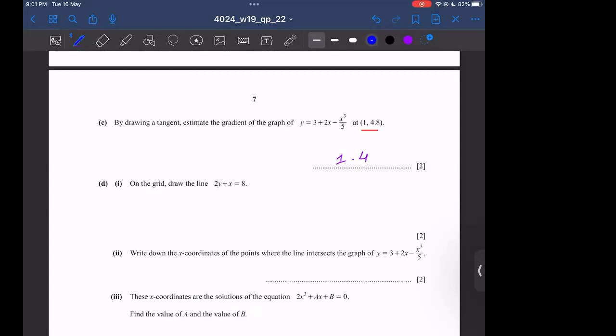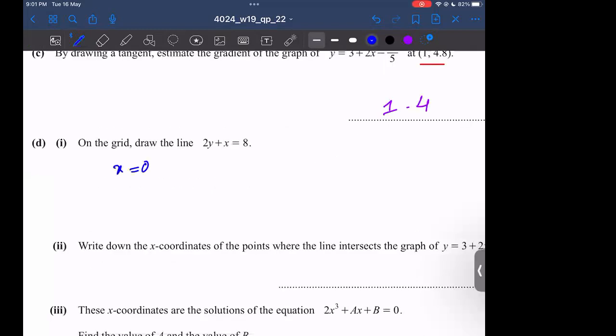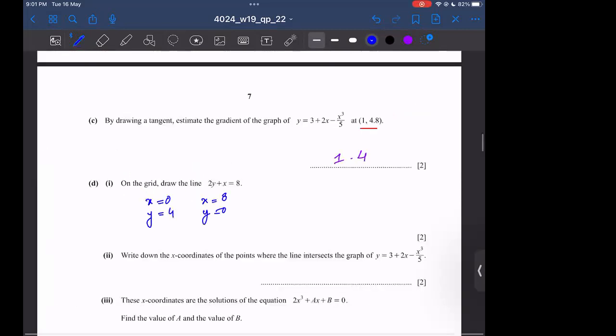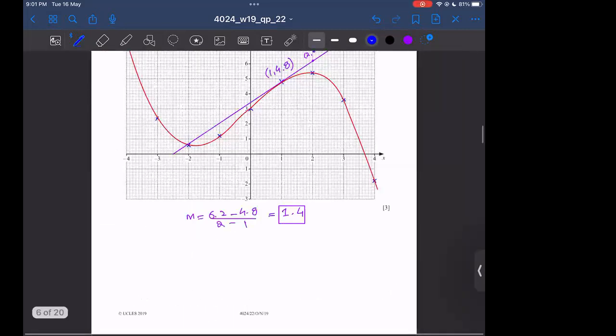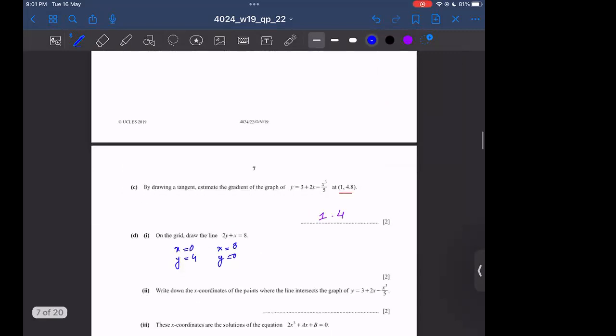What I'm going to do, I'm going to give the value of x over here. Once the value of x is 0, we got the y value is 4. If we put the y value is 0, you will get the x value as 8. So do you think 8, 0 can be plotted? No, 8, 0 cannot be plotted. 0, 4 can be plotted? Yes, 0, 4 can be plotted here.